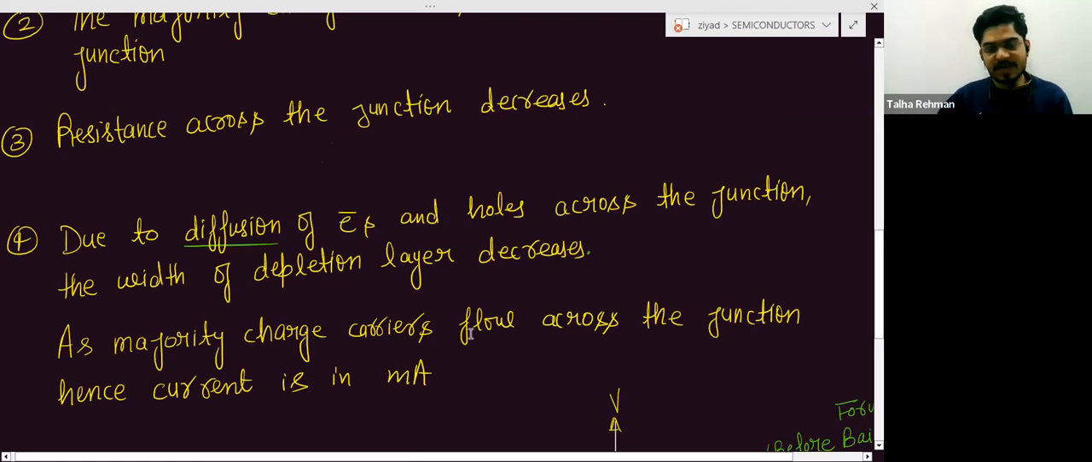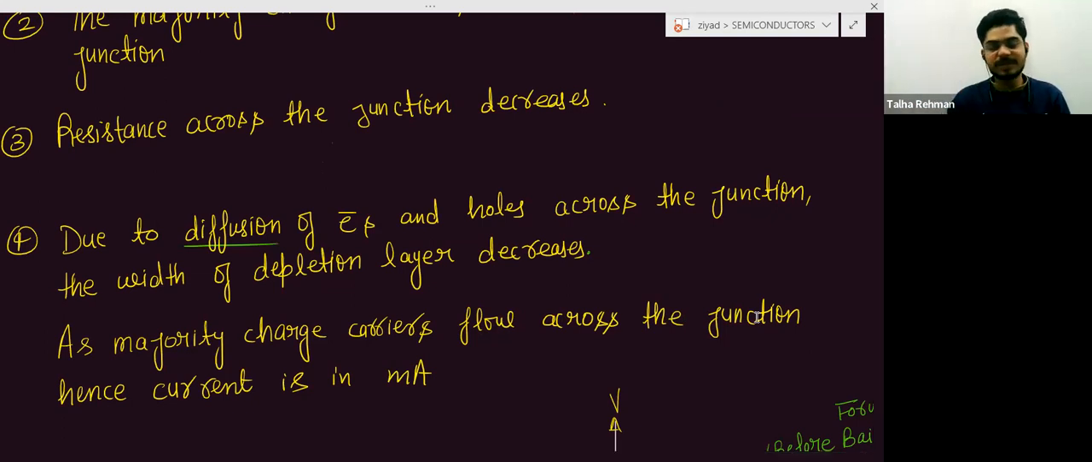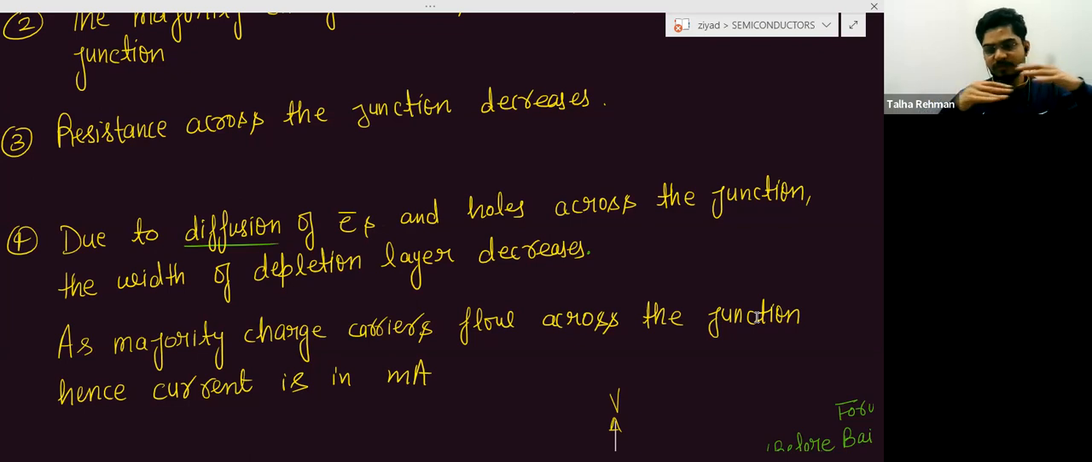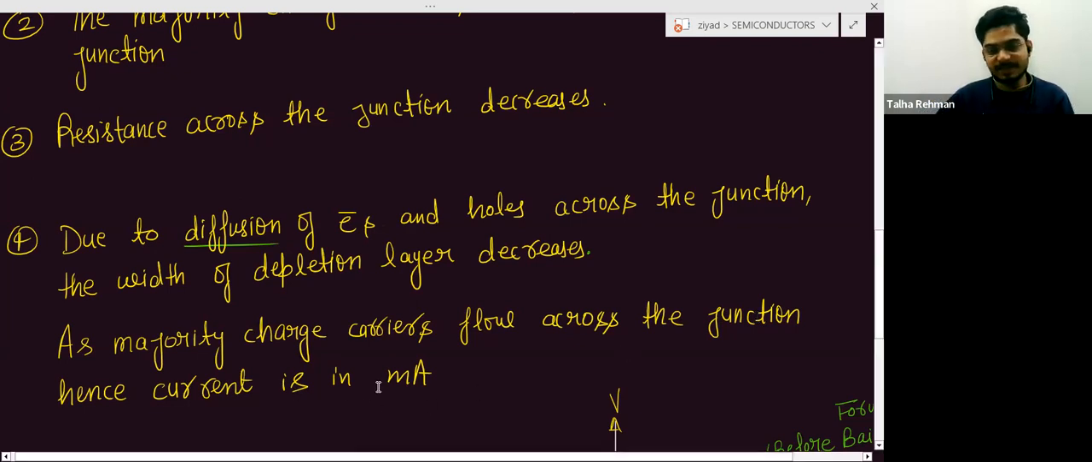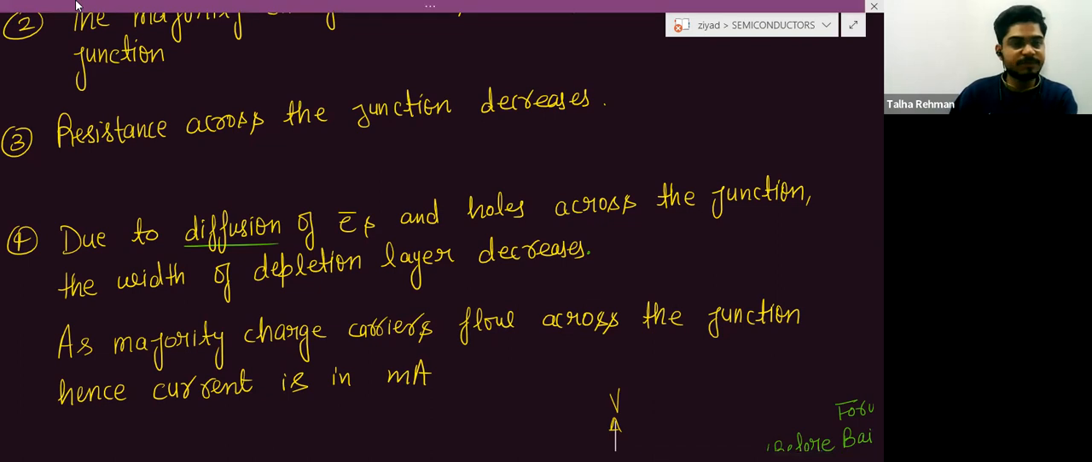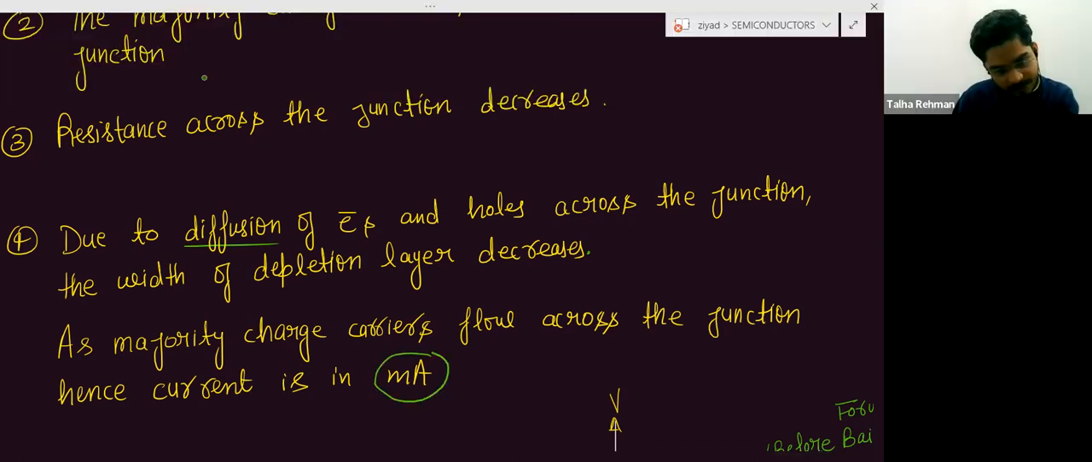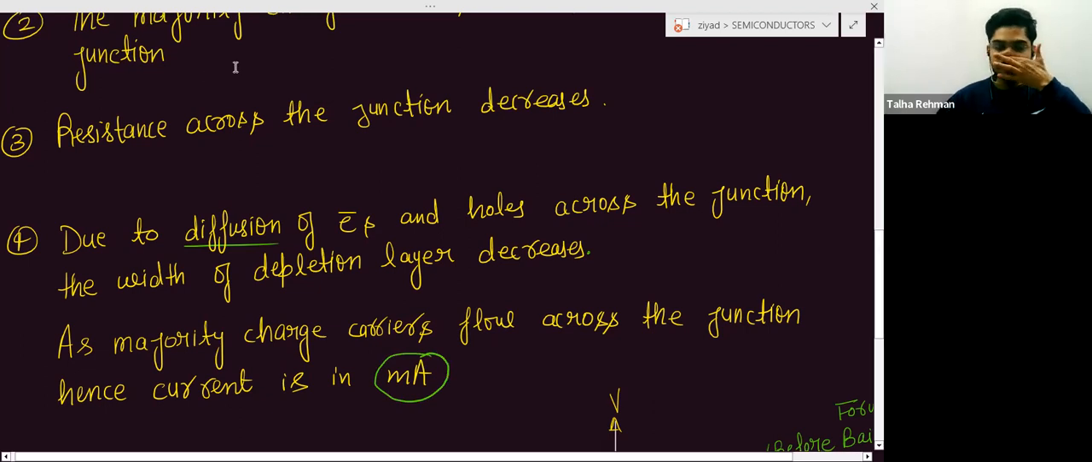As majority charge carriers flow across the junction, electrons and holes, electrons are the majority charge carriers in N side, holes are the majority charge carriers in P side, and both are now moving. Hence, current is in microampere. A current of microampere will be there.